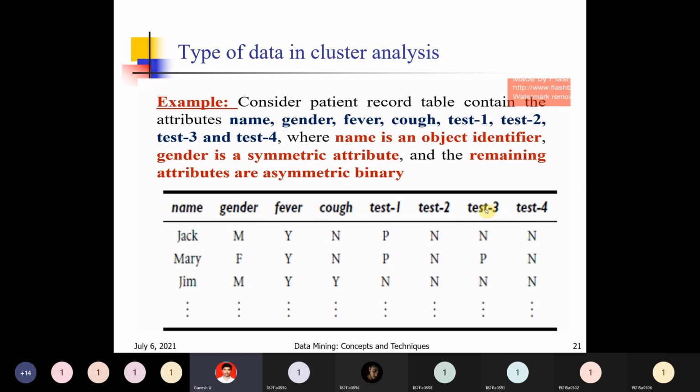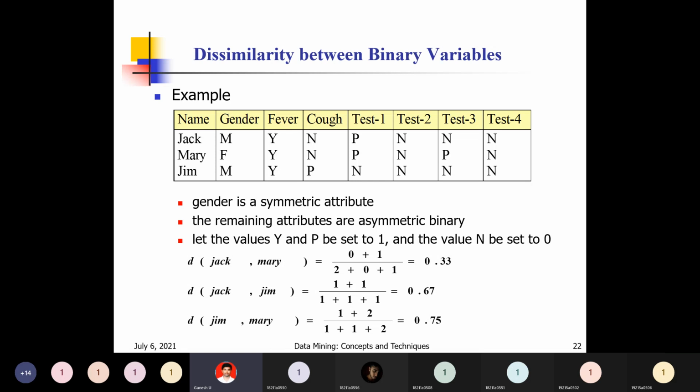Here there is only one symmetric attribute, so for that we will not find the symmetric binary distance. We will find the distance just for the asymmetric binary variables. Gender is a symmetric attribute. The remaining attributes are asymmetric binary attributes. Let the values of Y and P be set to 1, that is, positive values take as 1 and negative values take as 0. Then the dissimilarity.